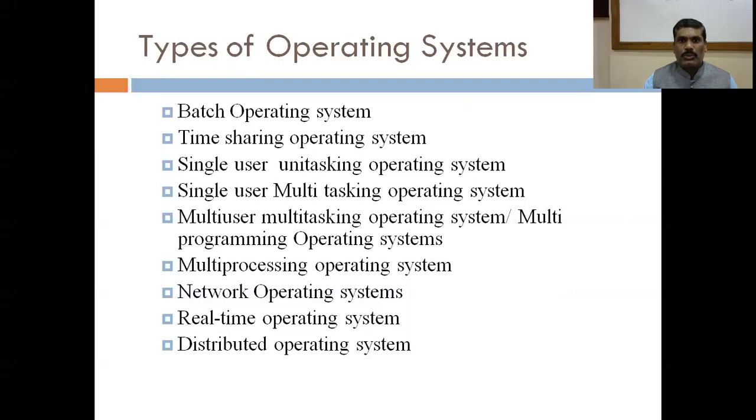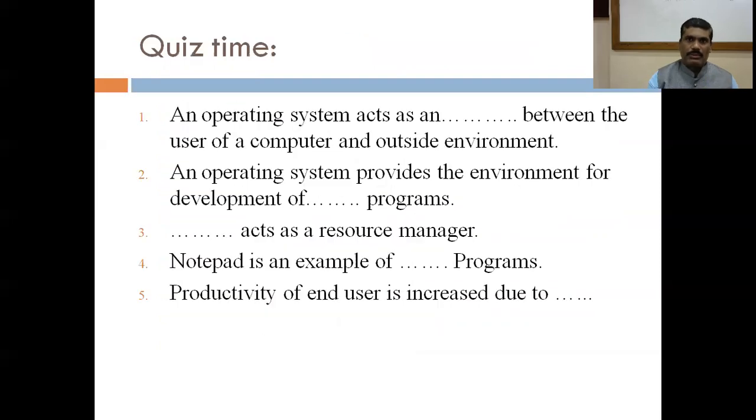Then network operating systems, where your system is part of the network and is able to communicate through the network. Then there are real-time operating systems, which handle real-time applications like industrial control, nuclear plant control, and all this. And the last one, which we are in the era of, is the distributed operating system, where you want to distribute the workload among a number of systems which are part of your network. So these are some types of operating systems.